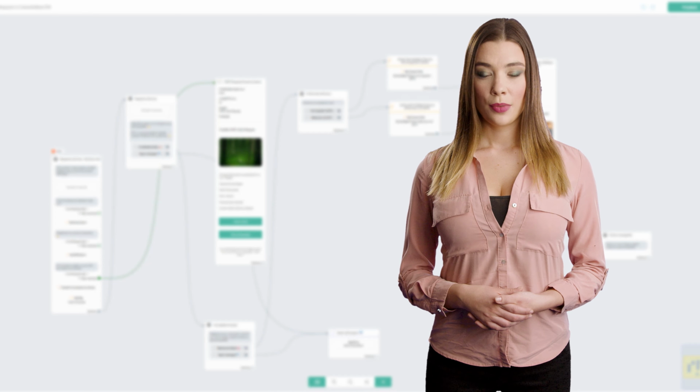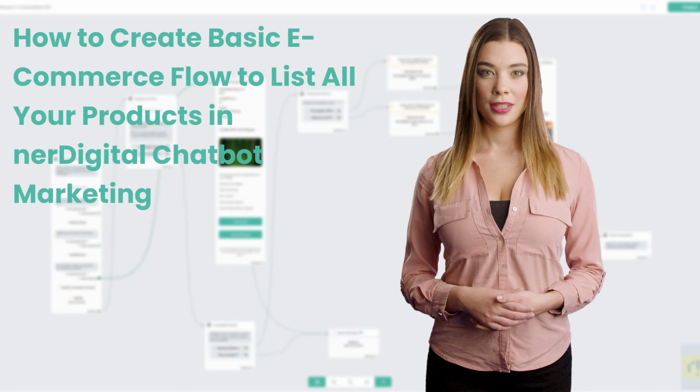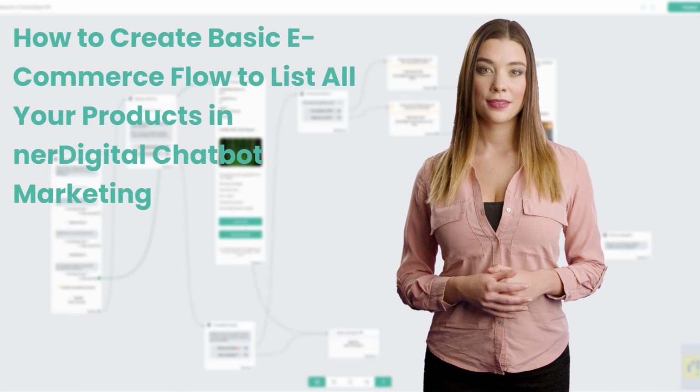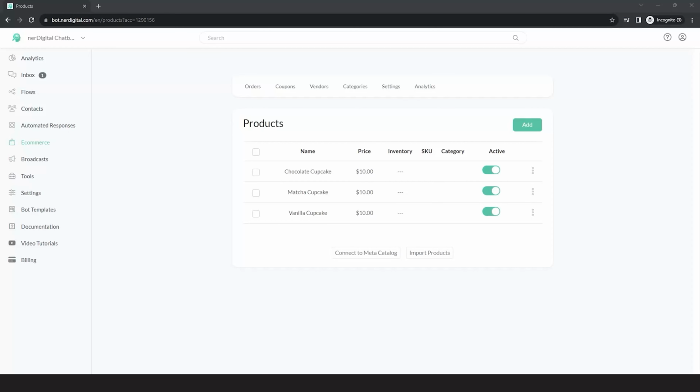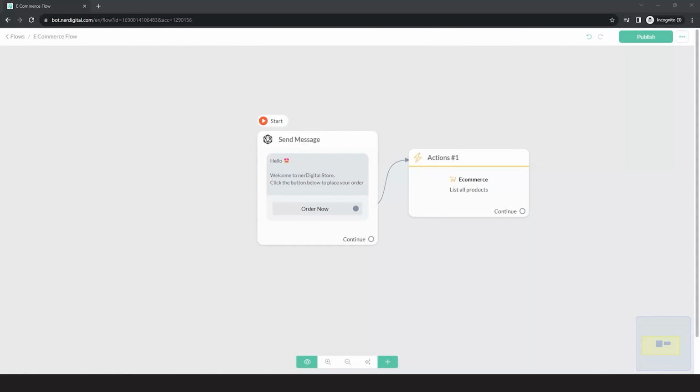In this video, we are going to show you how to create a basic e-commerce flow to list all your products in nerDigital Chatbot Marketing. First, you need to add your products. Go to the Flow section, create a simple welcome message and use the e-commerce action to show your products to your customers.